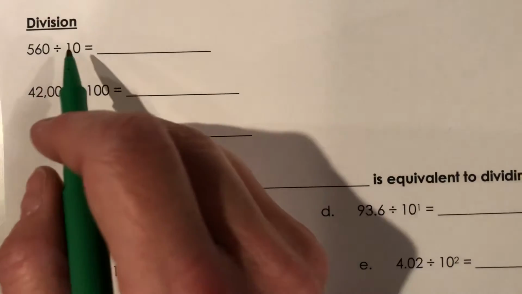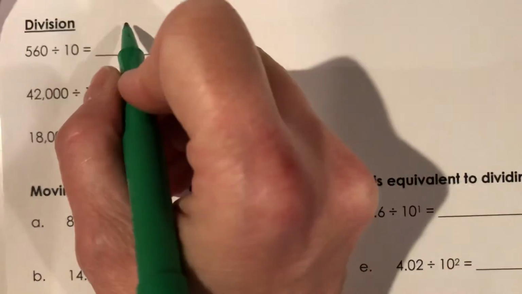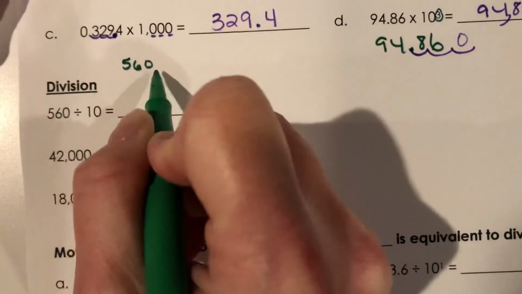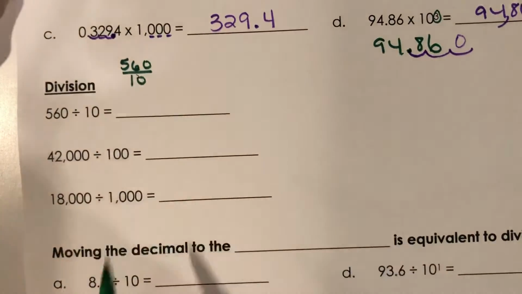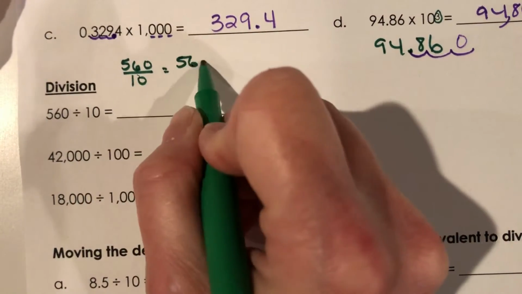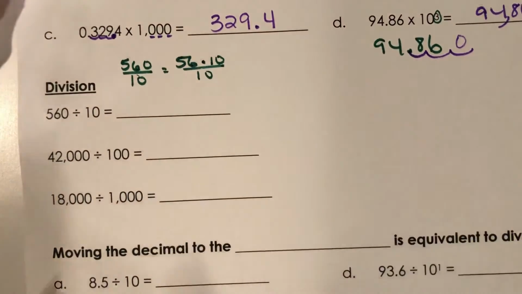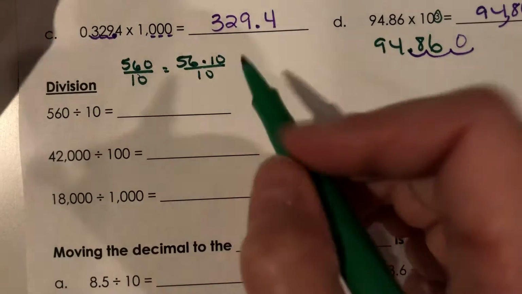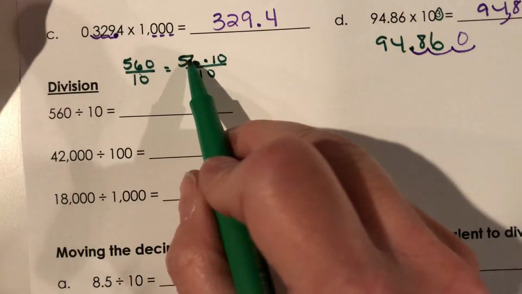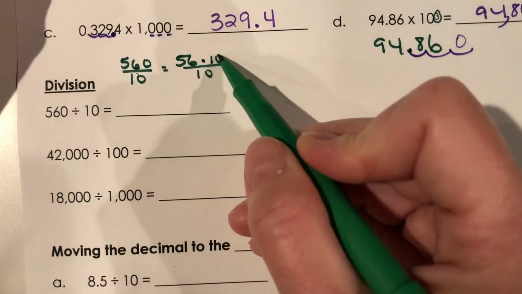And we looked at this as, just write this, I'll write it up here. You don't have to write this part, just watch. If you have 560 divided by 10, I could write it like that, right? And we said that 560 was the same thing as 56 times 10 over 10. This is division, right? What happens when you divide a number by itself? It equals 1. So I'd be left with 10 divided by 10 is 1.